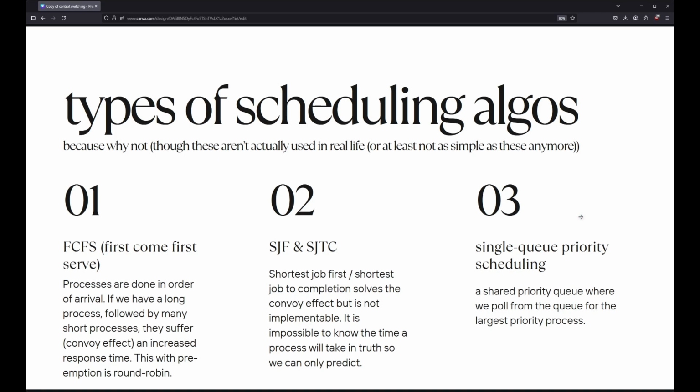So yeah, like I said, it's impossible to know the time a process will take in truth, so we can only predict, and that's not really a good measure. So we don't use shortest job first or shortest job to completion. The main difference between the two is that shortest job first is a non-preemptive method, and shortest job to completion is a preemptive method. So we would essentially relinquish the CPU as soon as we find a shorter job. Now you can also see if we did that with preemption, we'd be doing too much context scheduling, right?